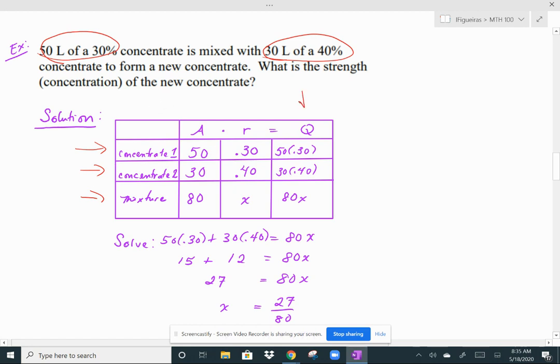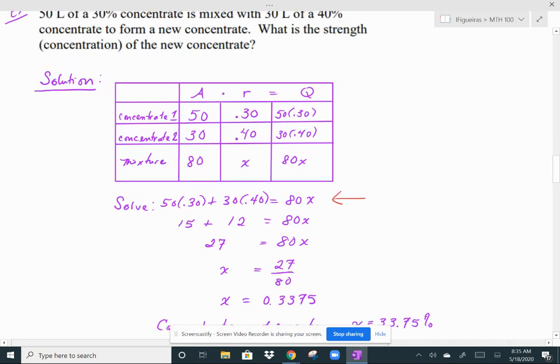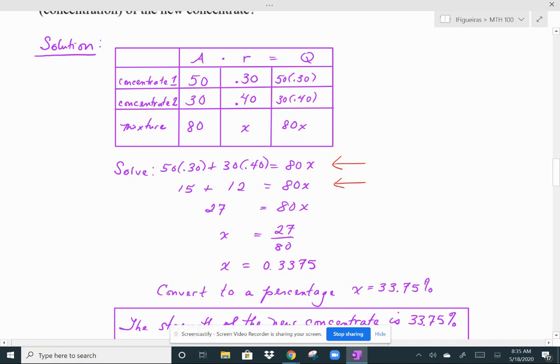The last column is the product of the first two. So amount times rate is your quantity. And again, the last column is your equation. So that takes us to the first line of our equation, which is right here. 50 times 0.30 plus 30 times 0.40 equals 80 times x. So do the multiplication on the left. That'll give you 15 plus 12 equals 80x. When you add 15 and 12, you get 27 equals 80x. Divide by 80.